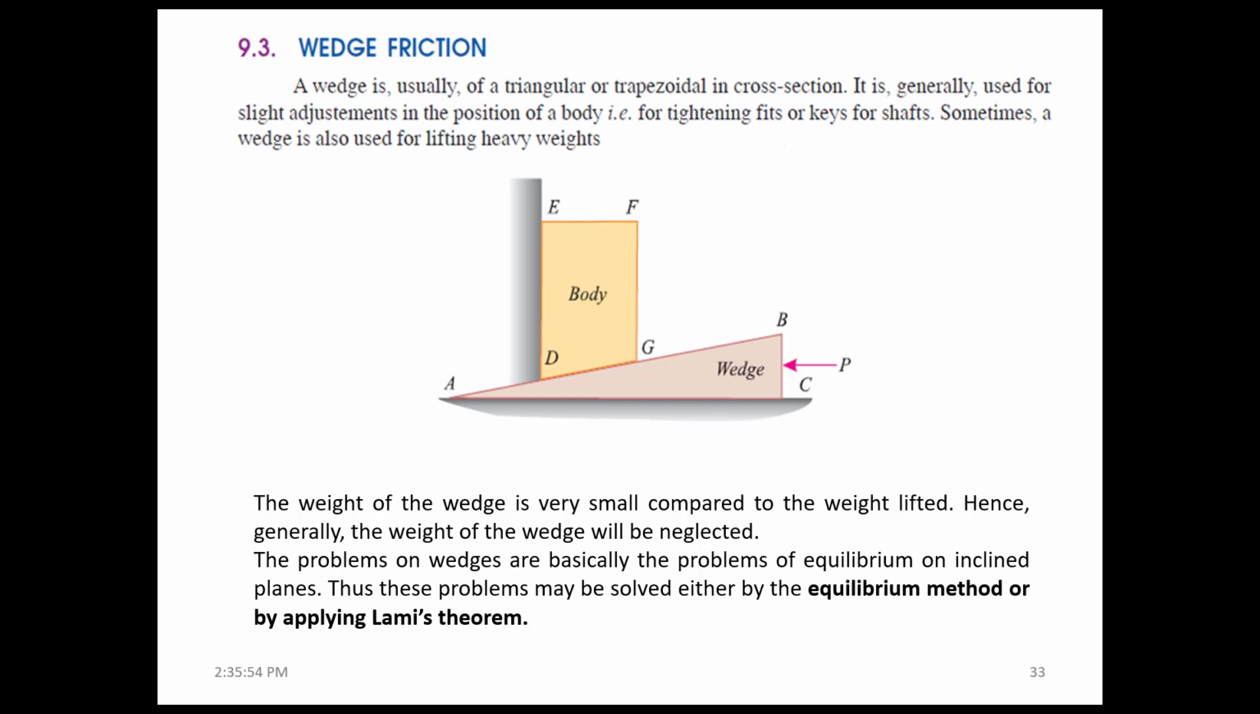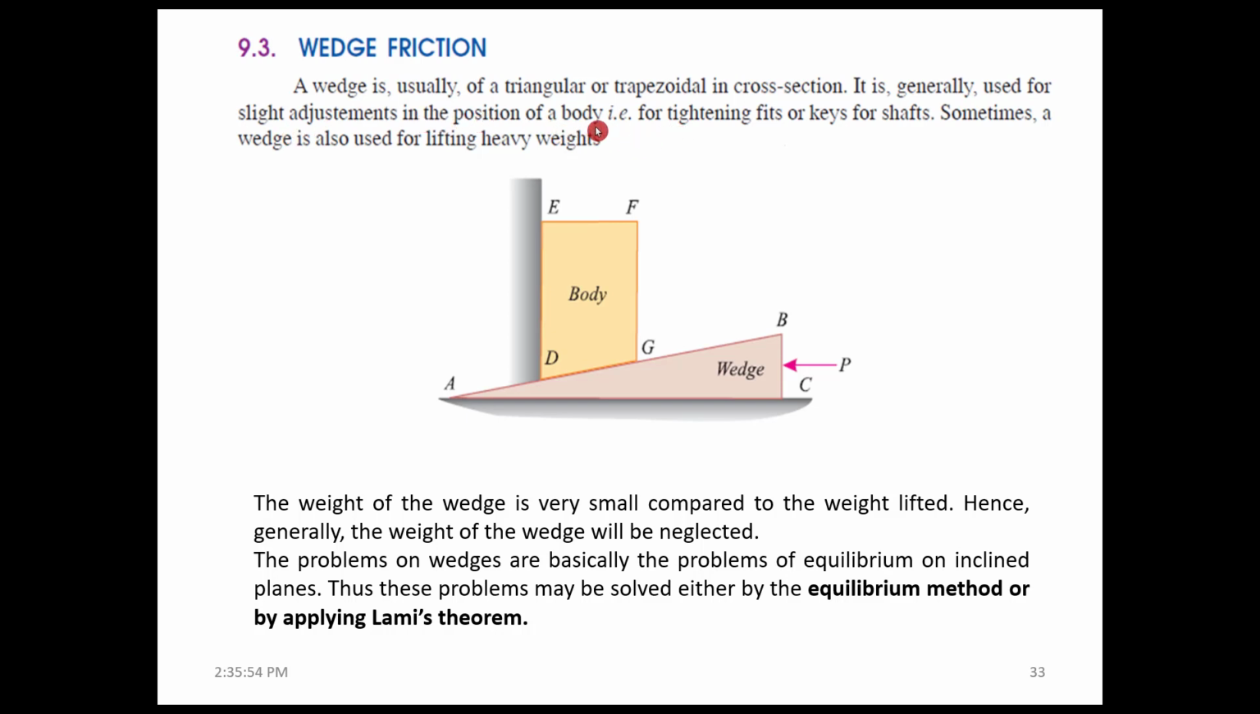So next topic is wedge friction. So in the figure you can see a body is actually lifted by another wedge. A wedge is usually of a triangular or trapezoidal cross section. It is generally used for slight adjustments in the position of a body.